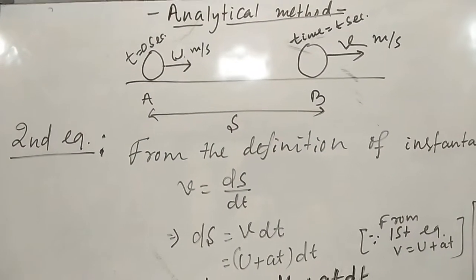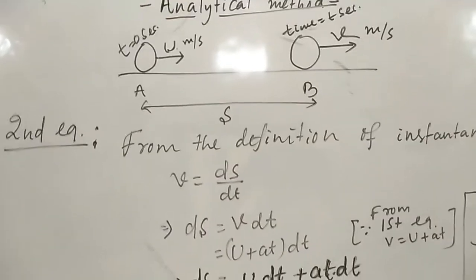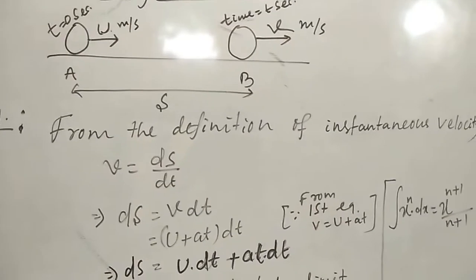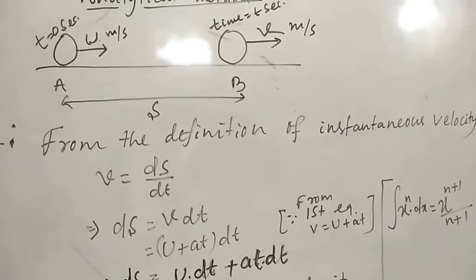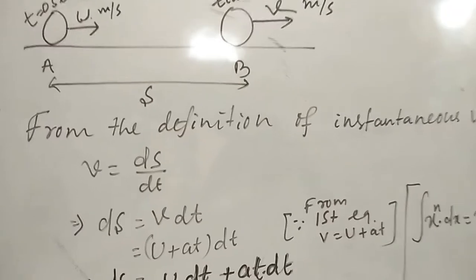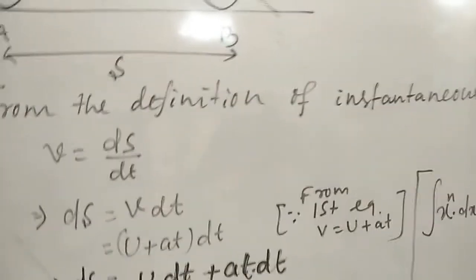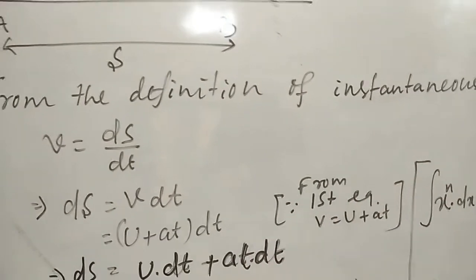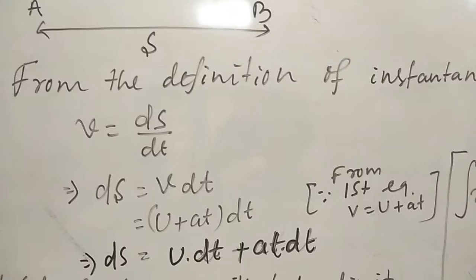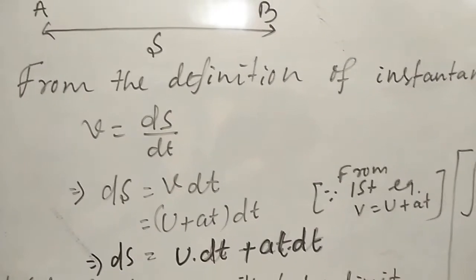The second equation is s equal to ut plus half at square. So we have to take the definition of instantaneous velocity, v equal to ds by dt. So now ds equal to v dt. And v you know from the first equation, v equal to u plus at. So u plus at into dt. So ds equal to u dt plus at dt.